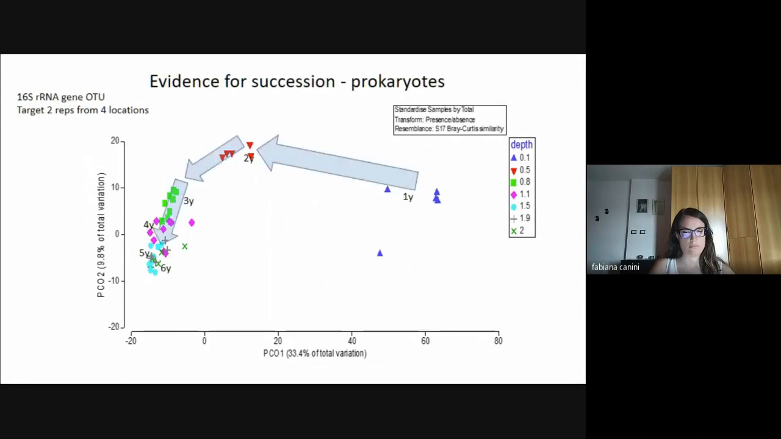And what we can really quite clearly see here is that for prokaryotes, in this case, it's all bacteria, we have a succession process going on from 1 year through 2 years and 3 years, 4 years, 5 years and 6 years until we're ending up in this area here in the 4 to 6 year period of a tight cluster of communities which are very similar to each other and in fact not significantly different.